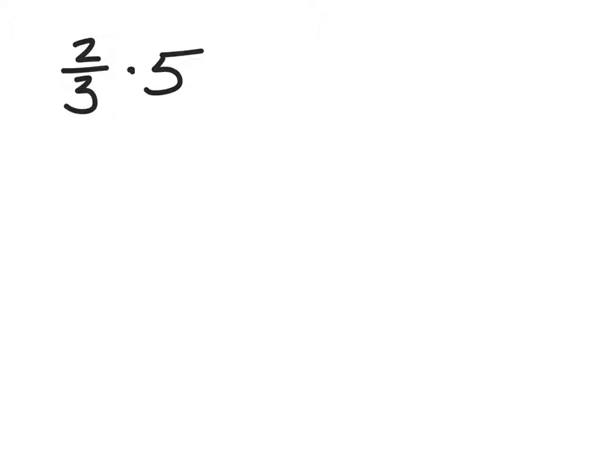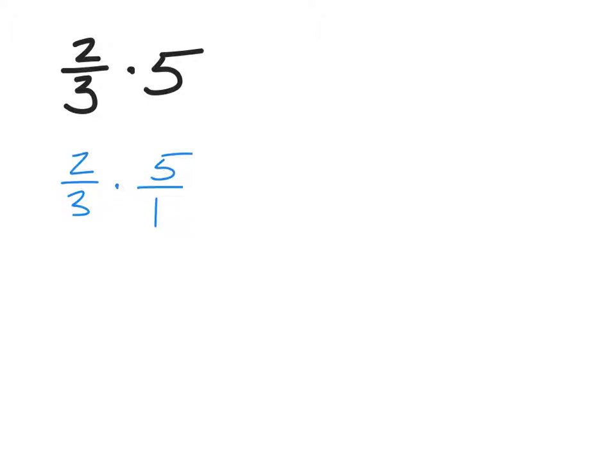So the trick to this problem is the fact that 5 is actually a fraction. It doesn't look like a fraction though, does it? But that's because everything can actually be written as a fraction. Anything is a fraction. X can be written as a fraction as well. Anything can be written as a fraction simply by writing it over 1. And so 2/3 times 5 is the same as 2/3 times 5 over 1. Go ahead and now finish out that problem.